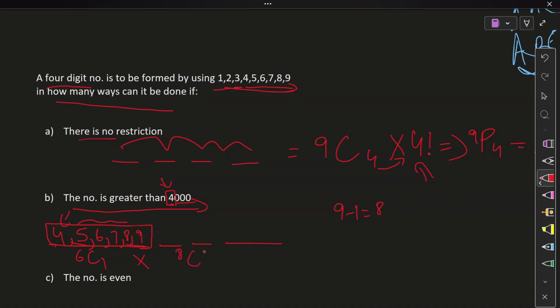Out of those 8, 3 positions remain. The 3 last positions remain. So any three can be selected. They can come here and move about their own positions to give a new number each time. So 8C3 into 3 factorial. And that is your answer. It satisfies your condition. The first digit has the limitation of always giving a number that is greater than 4,000.